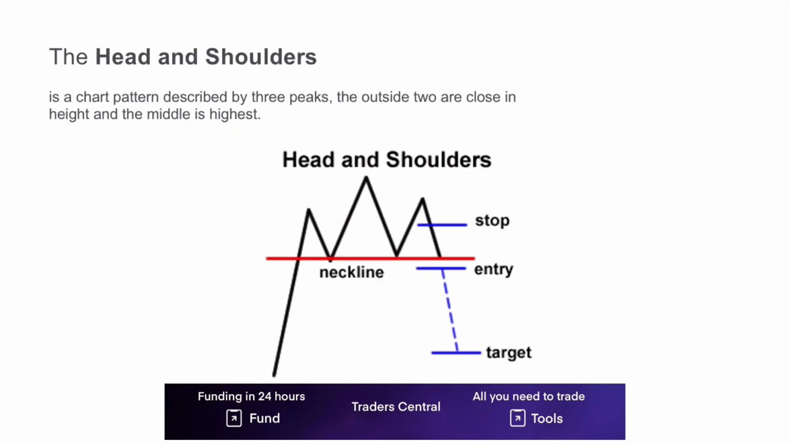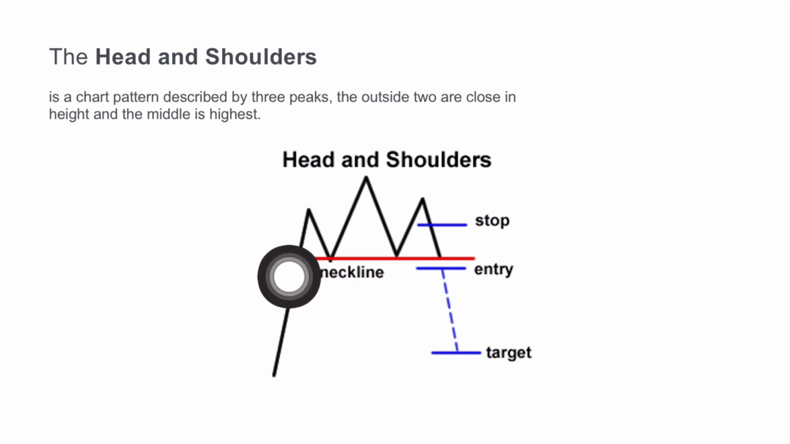So our third one is the head and shoulders. A head and shoulders is also a reversal kind of pattern. We see here price action is a chart pattern described by 3 peaks. The outside 2 are closing height, and the middle one is the highest. As you can see, we have price action coming up here, then it forms a higher high and a higher low here. Then again when it goes up, it forms a head which is the highest. Then it comes back down here, it forms this low, but the low is not lower than this, they are equal. So this is where we draw a neckline.